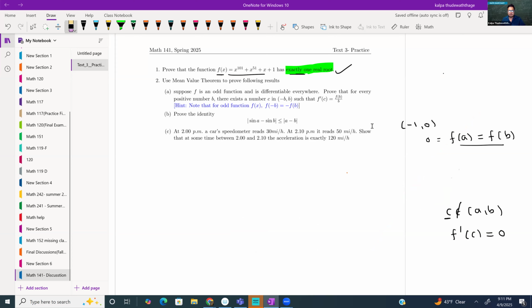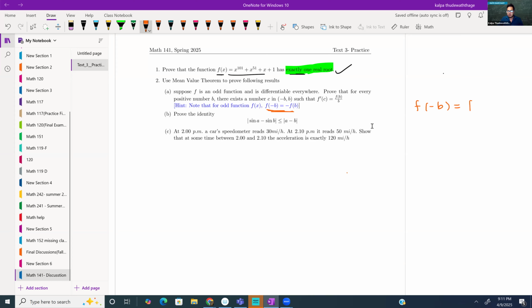Number 2, you have to use the mean value theorem. The first part tells you suppose function f is an odd function. You have to use the property of being odd. That's the condition for an odd function: f of minus b equals minus f of b. If it is an even function, f of minus b will be equal to f of b. If it is an odd function, there should be a minus here, right?